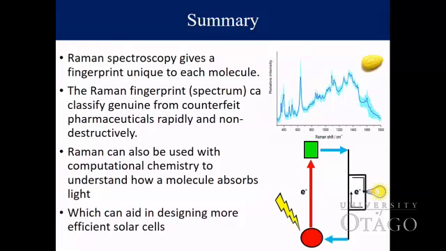So in summary, Raman spectroscopy gives us a molecular fingerprint of each molecule. And we can use this for analytical applications, such as detecting counterfeit pharmaceuticals. And we can also use it with computational chemistry to try and understand how a molecule interacts with light and try and use this for a useful application.